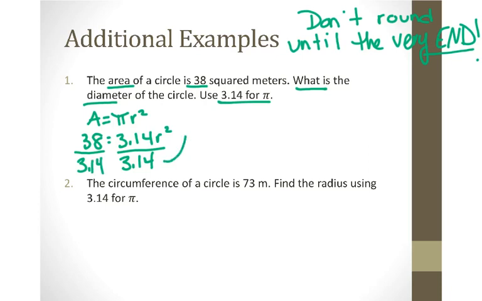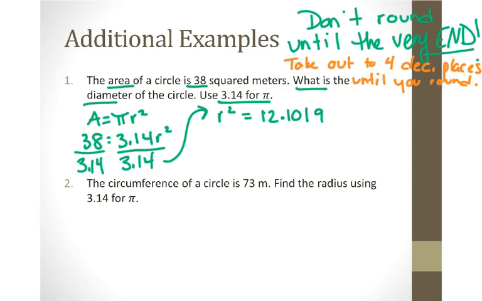So I'm going to carry this up here. I'm going to get r squared is equal to, and I'm going to take it out to 4 decimal places, 12.1019. That's one thing you should do, take it out to 4 decimal places, and that's only until you round. Once you round, you only need to go to the spot that it's telling you to.